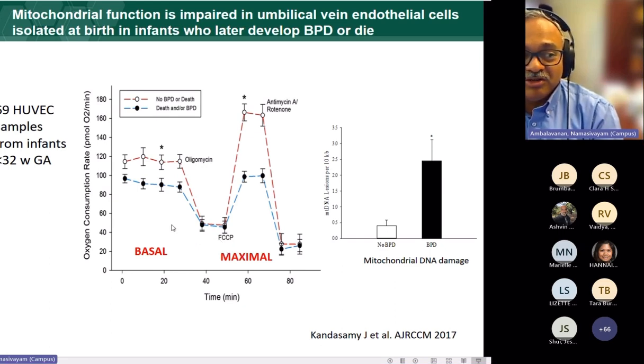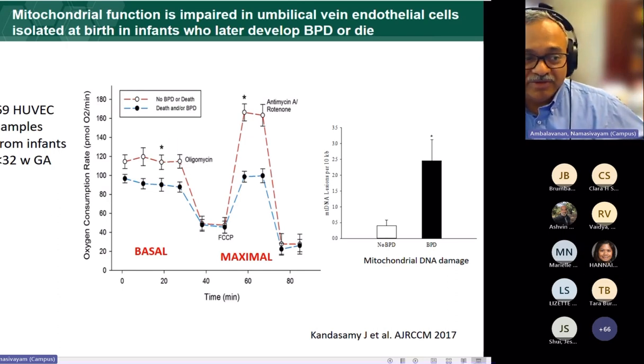Remember, these are endothelial cells collected from the umbilical cord, so this is at the time of birth. Even at the time of birth, you can predict which infant is subsequently going to develop BPD or die many months later. And if you look at the mitochondrial DNA damage, again, it's a huge difference. The infants who later go on to develop BPD have much more mitochondrial DNA damage.